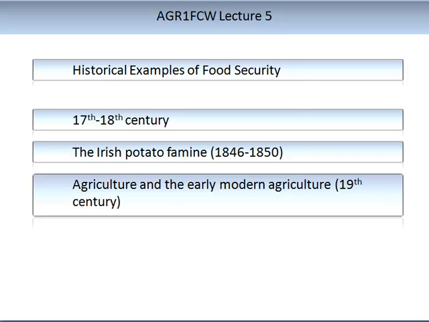In the next few slides, I will detail some historical examples of food security. The literature is scattered with many such examples, and you will see how these examples of food security have been a driver of change, although you will often see them cited in the context of a consequence of agriculture rather than a change to it. I am going to discuss these examples: the 17th to 18th century, the Irish potato famine, and early modern agriculture. But please note, there are many, many more examples.